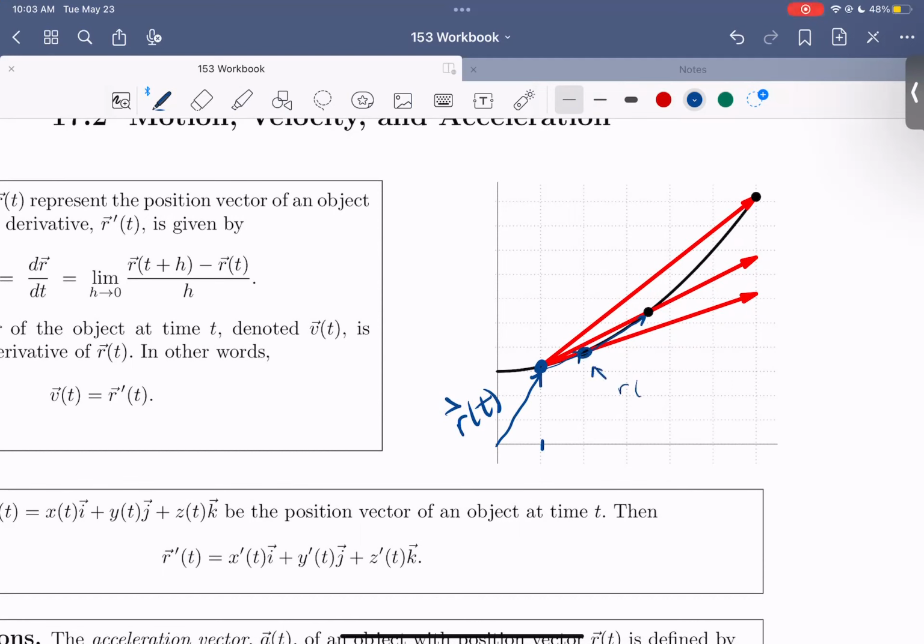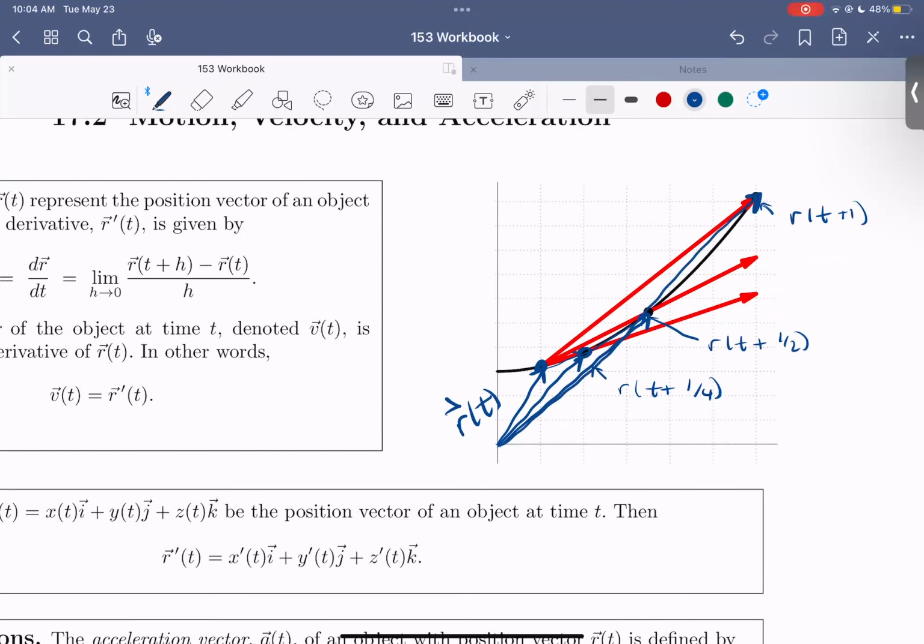And so then as I move along the curve, this point here could be the point r of t plus 1/4. This could be the point r of t plus 1/2. This could be the point r of t plus 1. So as I move along this curve, I trace out the curve as indicated. Here's my r of t.